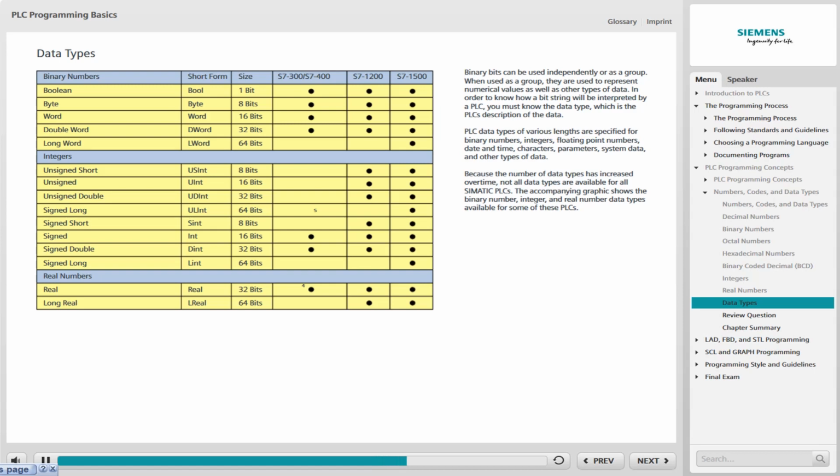Because the number of data types has increased over time, not all data types are available for all SIMATIC PLCs. The accompanying graphic shows the binary number, integer, and real number data types available for some of these PLCs.